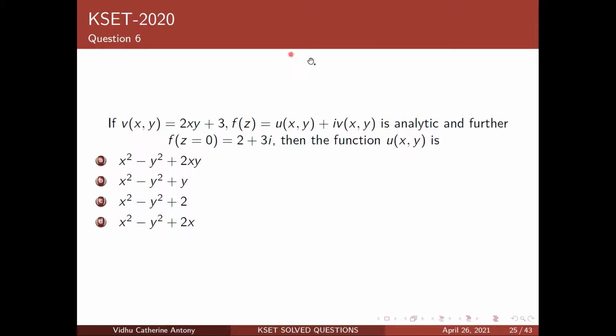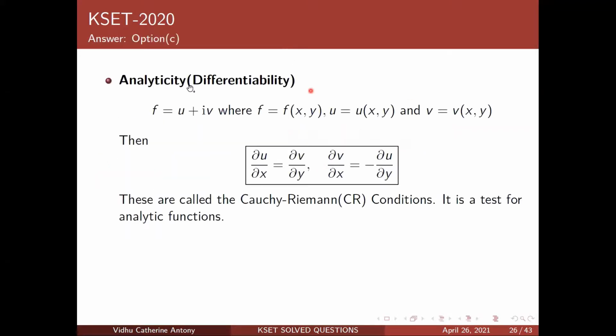Okay. So now let's go to this. This is basically the property of analyticity or differentiability. We've been doing this in, I think, BSc maths a lot. This is where we first encountered them. We have f as u plus iv, as a function of x and y, u as a function of x and y, v as a function of x and y. If that is the situation, then we have these equations called Cauchy-Riemann equations or the CR conditions. That means dou u by dou x is equal to dou v by dou y, dou v by dou x is equal to minus dou u by dou y.